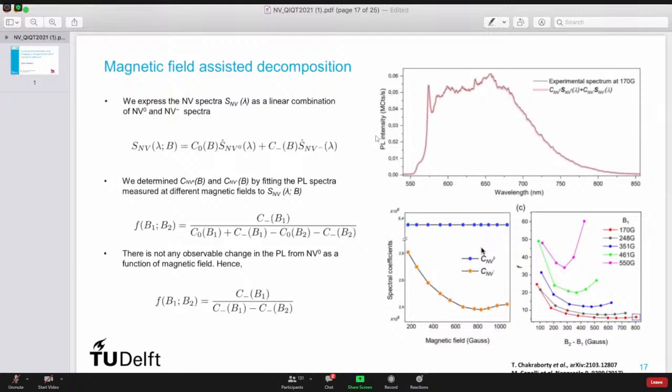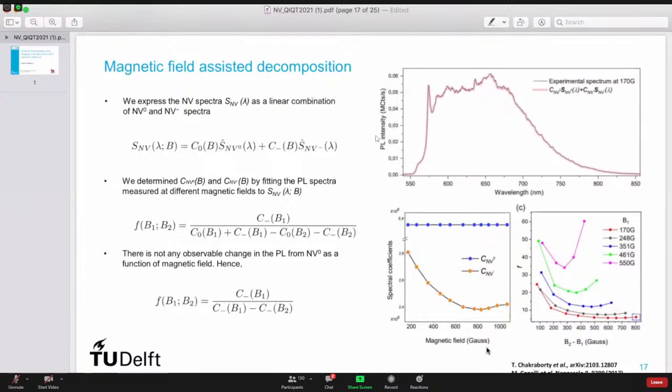So here you can see that the CNV0 doesn't change with magnetic field, but CNV minus decays with magnetic field as expected. And then we reach a minima in the CNV minus data, which corresponds to the fully spin mixed state as it was discussed earlier. Then it shows a slight enhancement with magnetic field, which happens due to a phenomenon which is basically the dependence of a singlet to triplet state transition in the excited state of the NV on magnetic field, which is discussed in more detail in this paper.